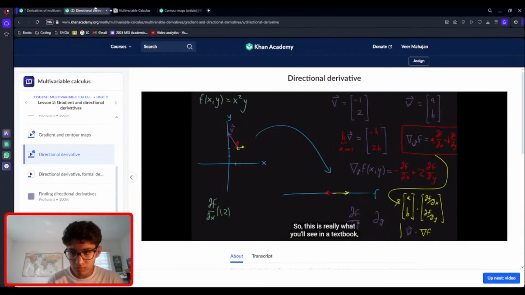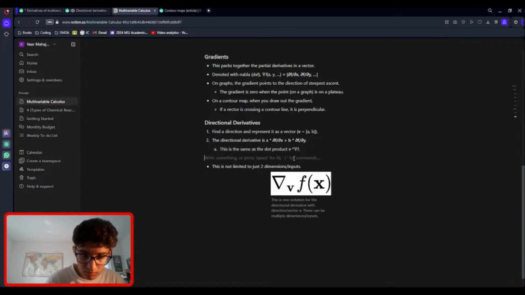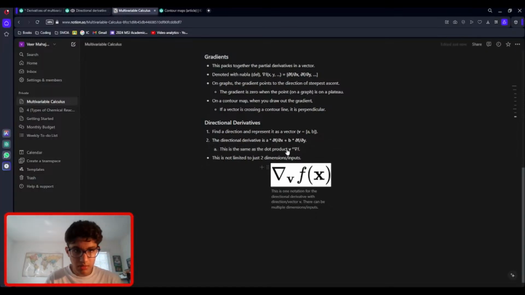So this is really what you'll see in a textbook, the compact way of writing it. And you can see how this is more flexible for dimensions. So if we were talking about something that has a 5-dimensional input, and the vector, the direction you move, has 5 different components, this is flexible. When you expand it, the gradient would have 5 components. This makes a lot more sense.